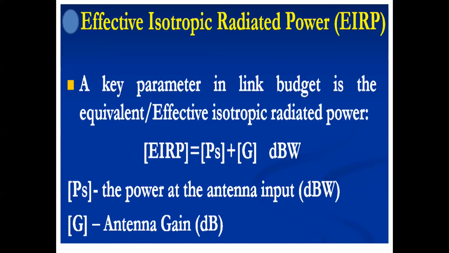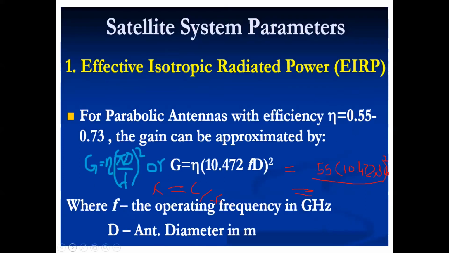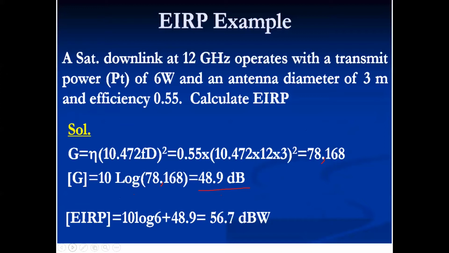Whenever we write the value in square brackets, it's a representation of the value in dB, that is 10 log of the value. So when I write EIRP in square brackets, it is P plus G, and the unit is dB watts. The gain is given by eta times (pi D by lambda) the whole squared, or eta times 10.472 F D squared, and we used it for calculating the gain of an antenna for given dimensions.